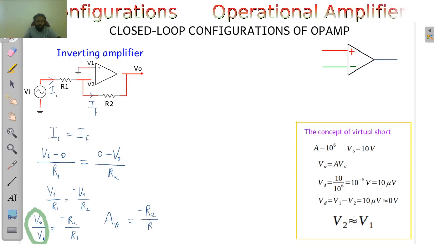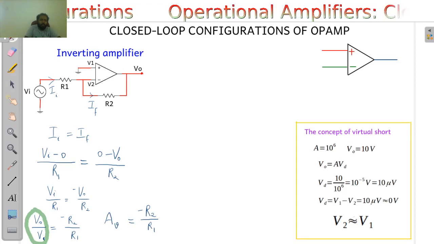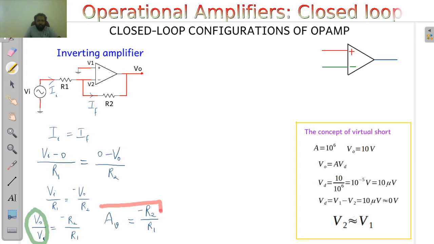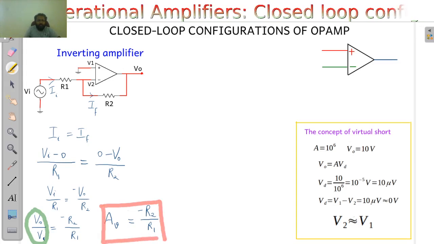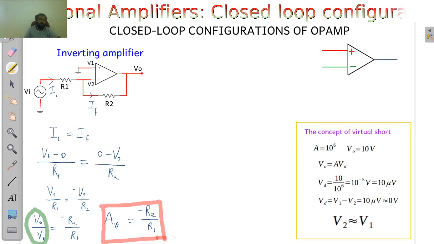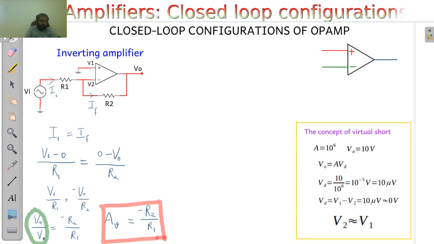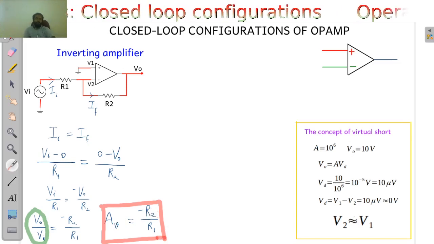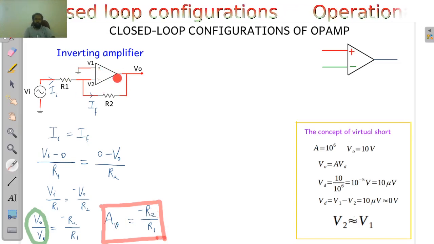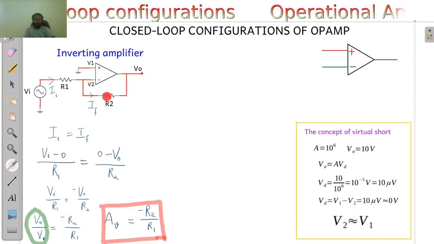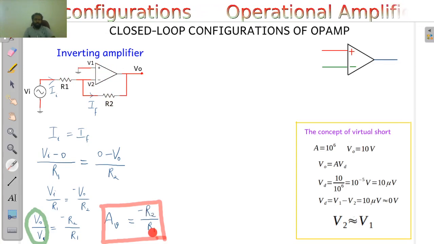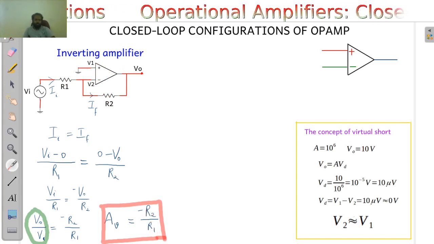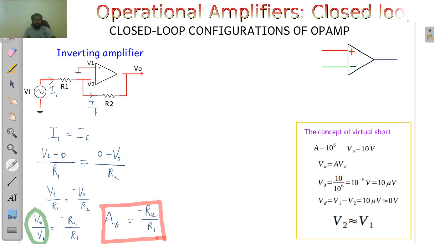Minus R2 by R1. So this is the closed loop voltage gain of an inverting amplifier, and it is very important. So it says essentially you can make any voltage gain using this operational amplifier, by using two resistances, the R2 and R1, and it doesn't depend on the actual values of R2 or R1. It depends on the ratio of R2 and R1.